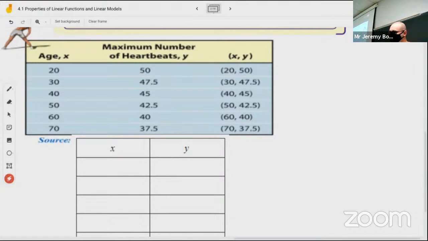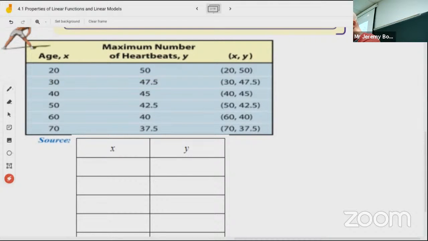I don't know where that data comes from. Because their heartbeat's going down? Is that a resting heartbeat? I don't know. But we got the age as the x value. We got the y as the maximum number of heartbeats.